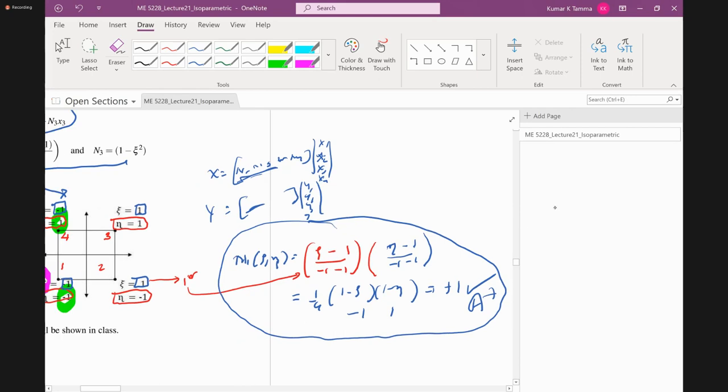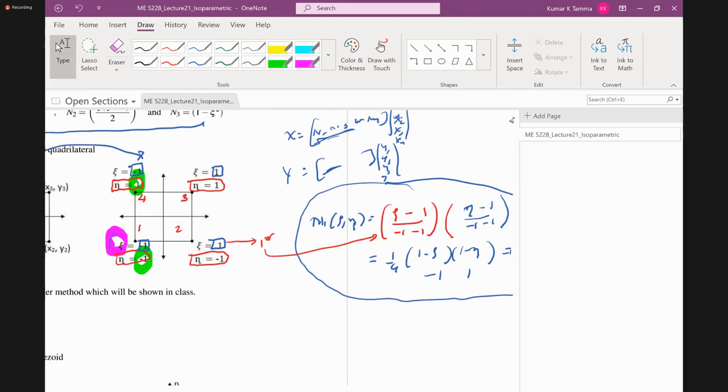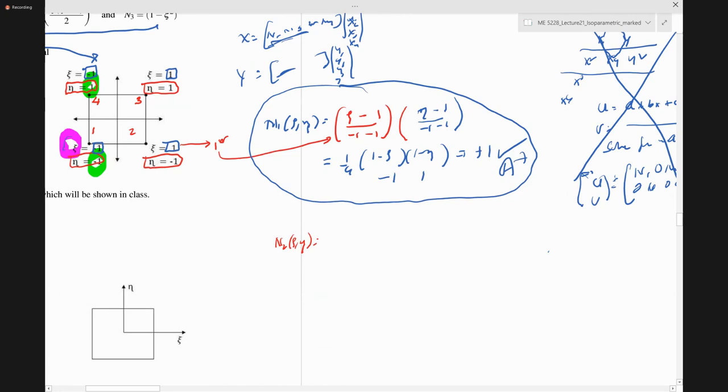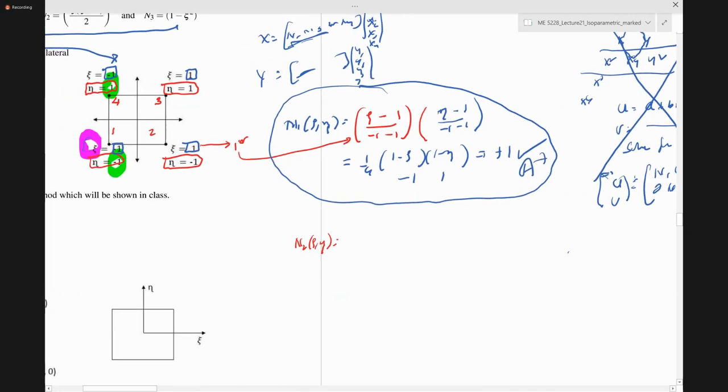Let me try N2. Somebody, I'll give you 5 points if you tell me N2 exactly. N2 of Cauchy and data. Finger N2. Go first in the Kasi direction, then go in the eta direction. That's it. Try, please. Somebody try it, please. You got 10 minutes.